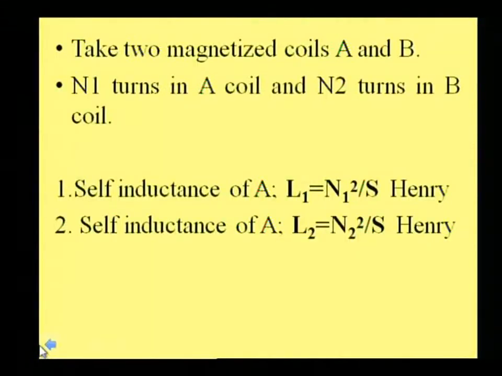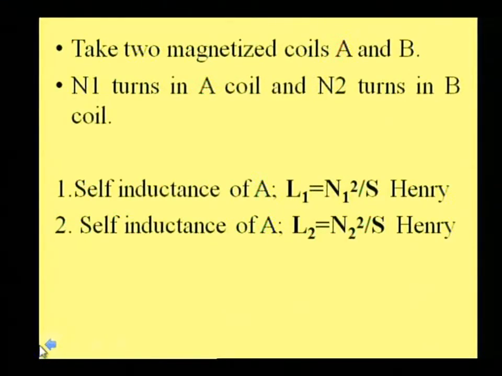Now take the two magnetically coupled coils, coil A and coil B. Both coils have turns: N1 turns in coil A and N2 turns in coil B. So the number of turns is indicated with N1 and N2. These are the two inductances.